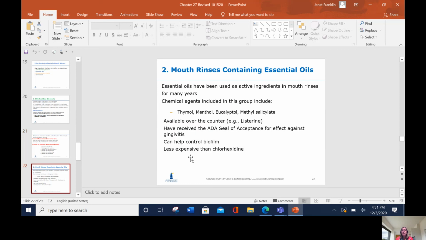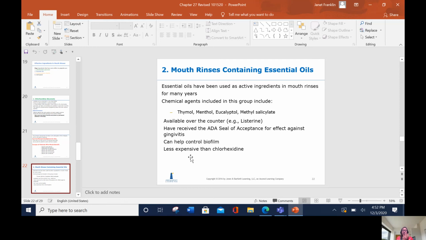Essential oils have been used as active ingredients for many years. The four essential oils are thymol, menthol, eucalyptol, and methyl salicylate. It's available over the counter, such as Listerine. They have the ADA acceptance seal. They can help control biofilm, and they're less expensive than chlorhexidine, although chlorhexidine has come down in price a lot. They now make Listerine that does not have alcohol in it, and so that has made Listerine a much, much more popular product out there.